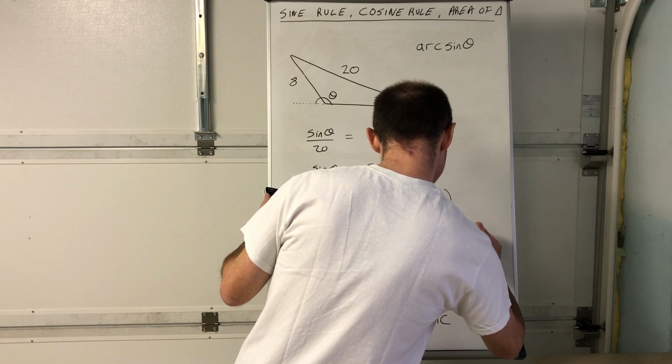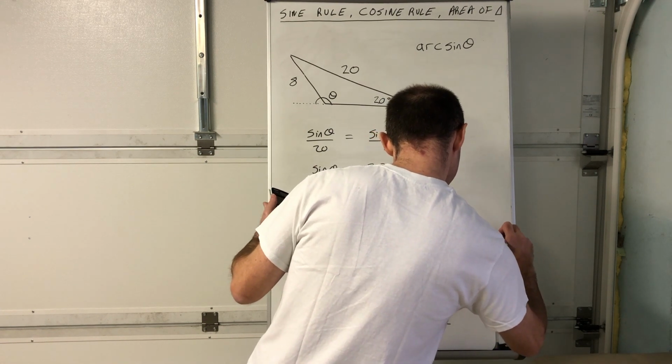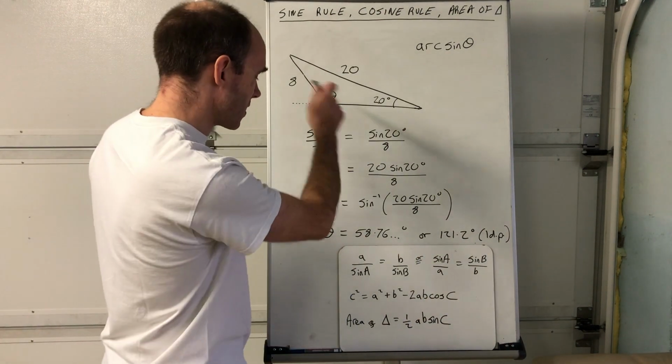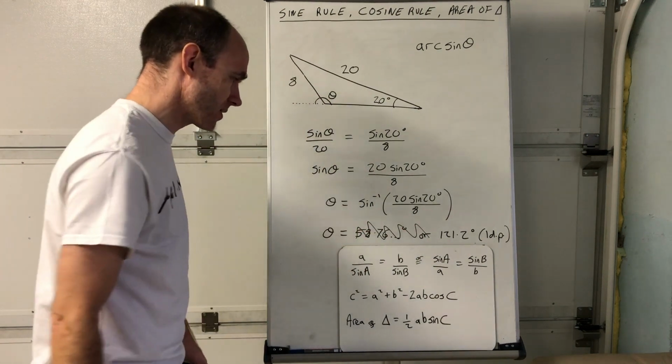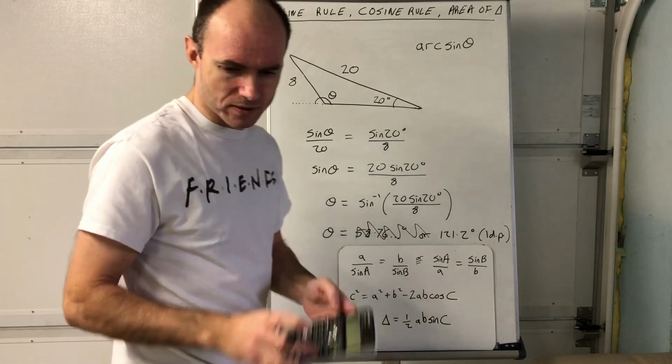Because that's the answer I need, I'll put that to one decimal place, 4 significant figures, okay? And because I want to leave the answer as what theta is, I'm just going to cross that one out. So theta is 121.2 degrees. Now, why does that work?